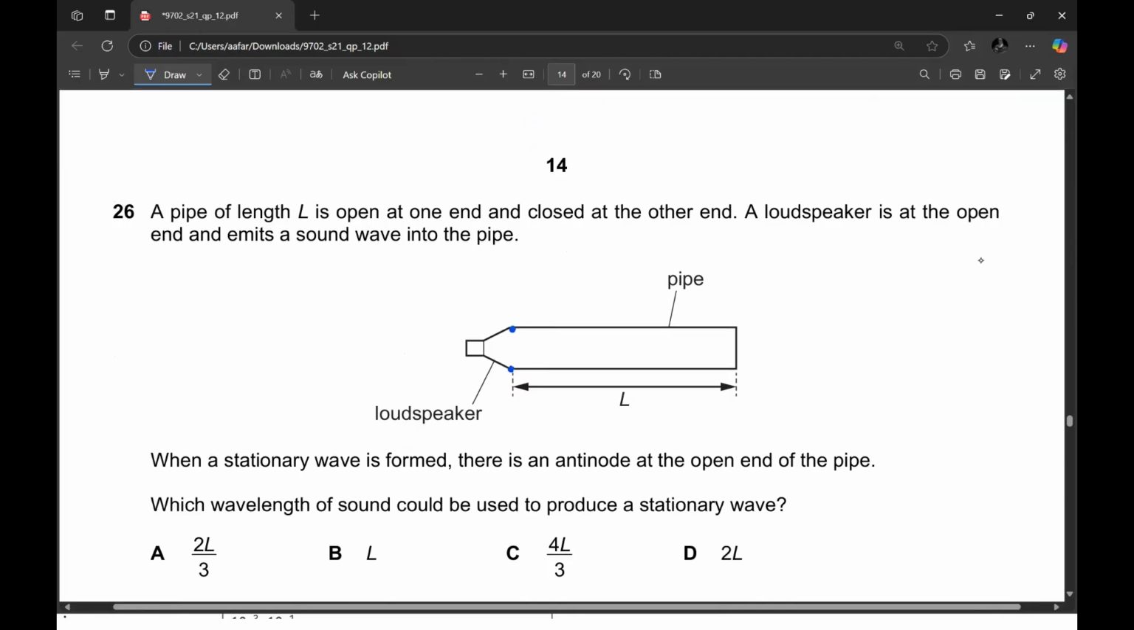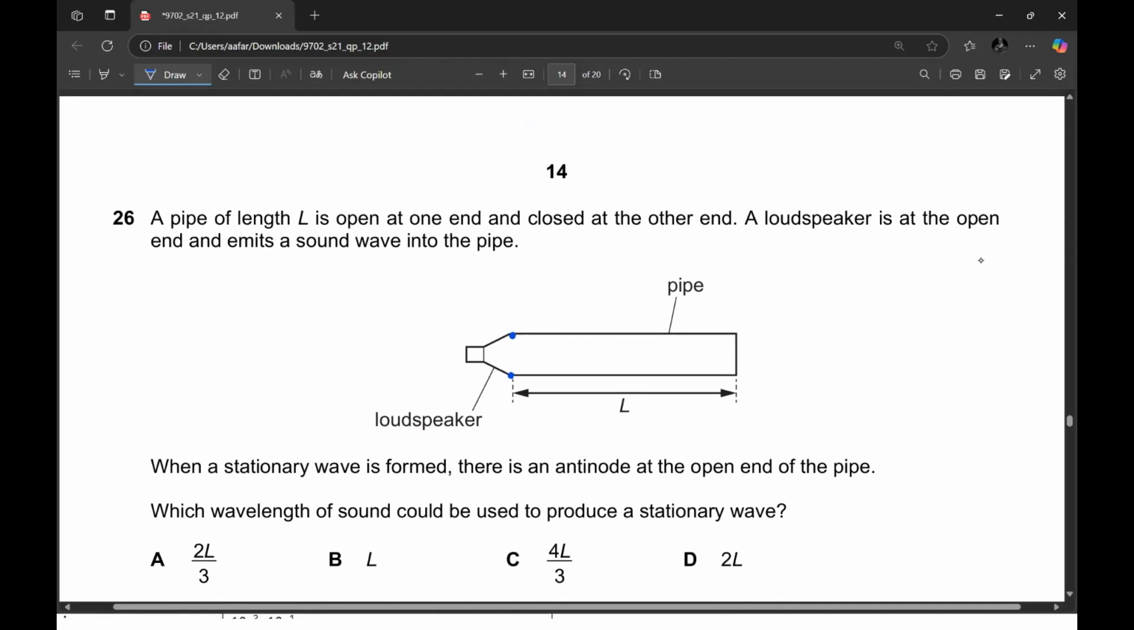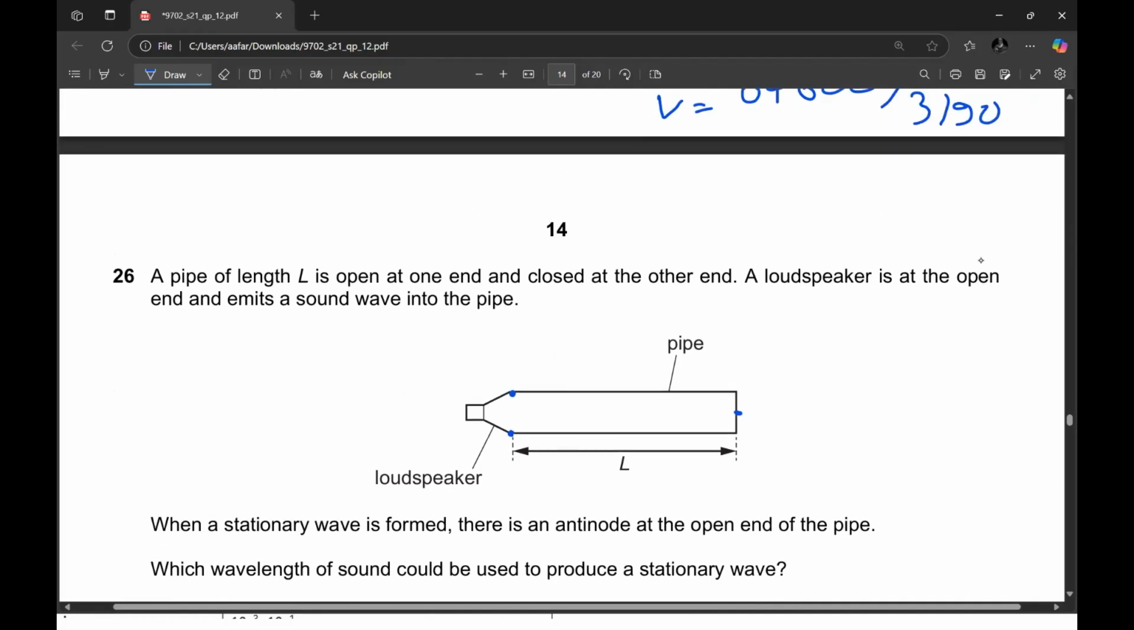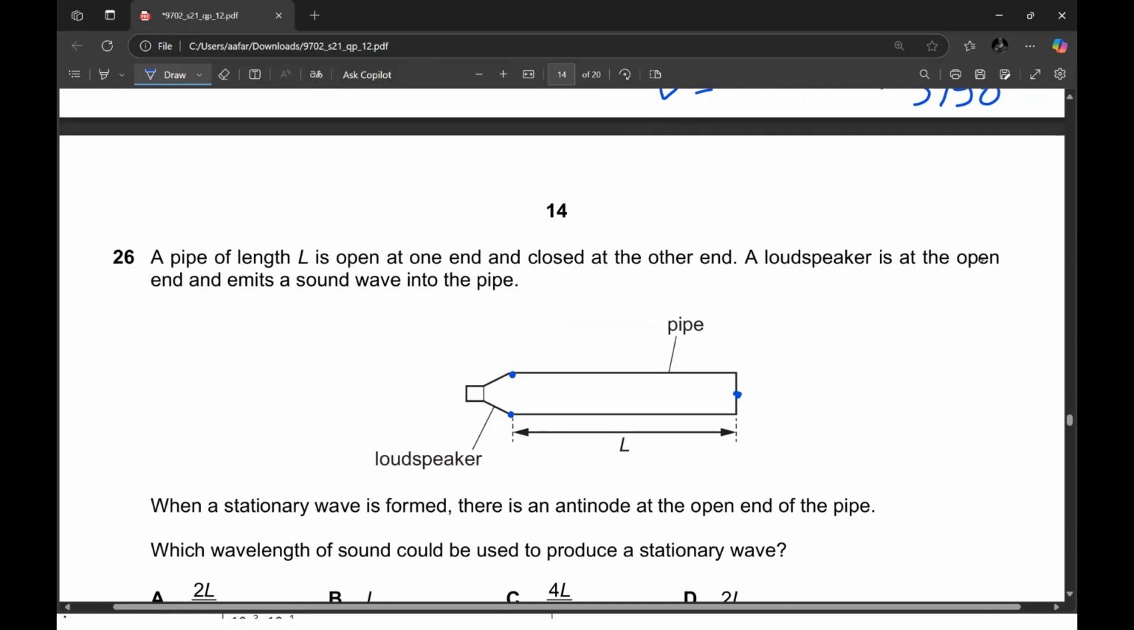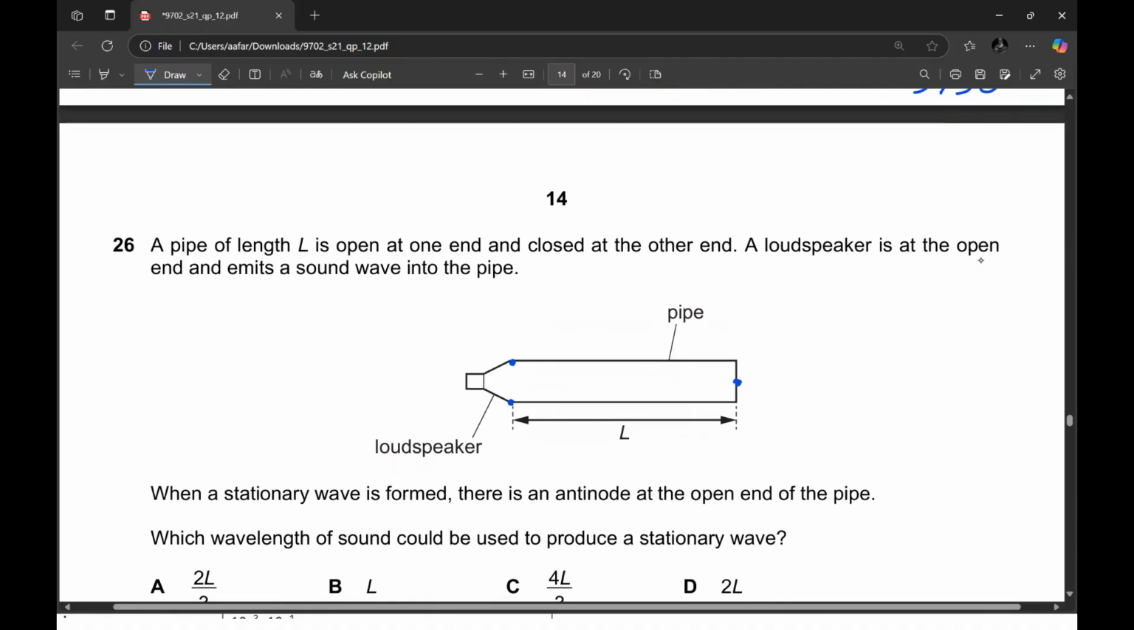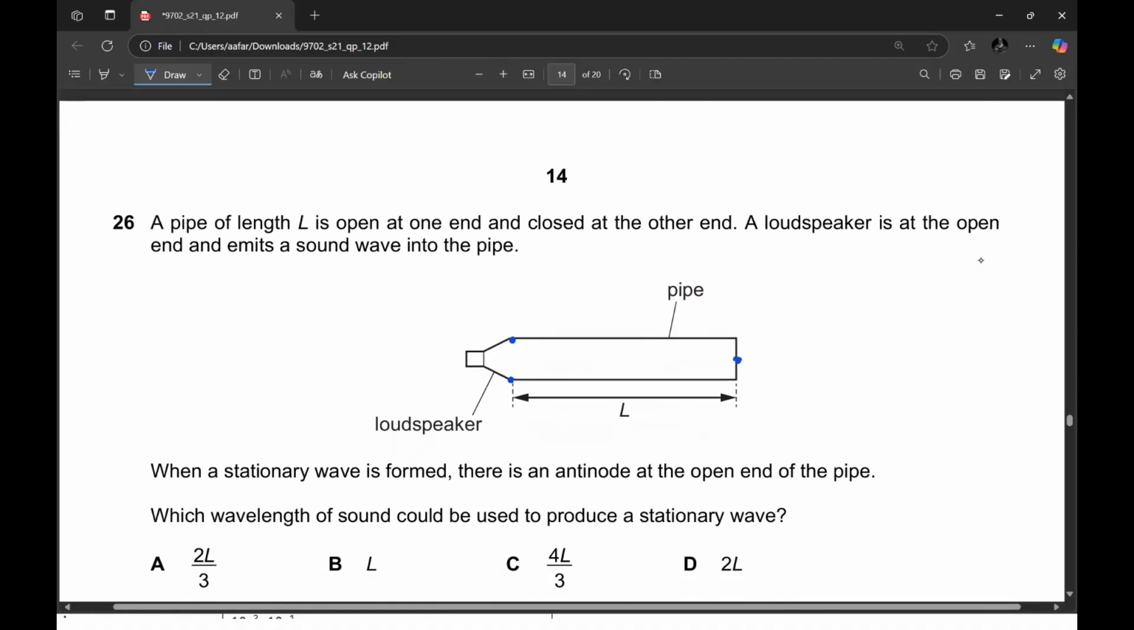Which wavelength of sound could be used to produce a stationary wave? There will be a node over here, so this can be a stationary wave. This is the first, right? So we have one node and one antinode, so this is L over 4.